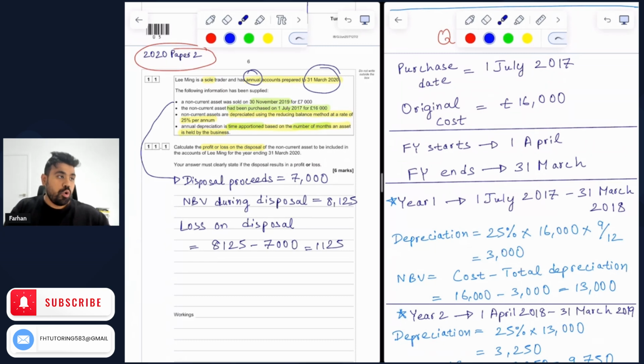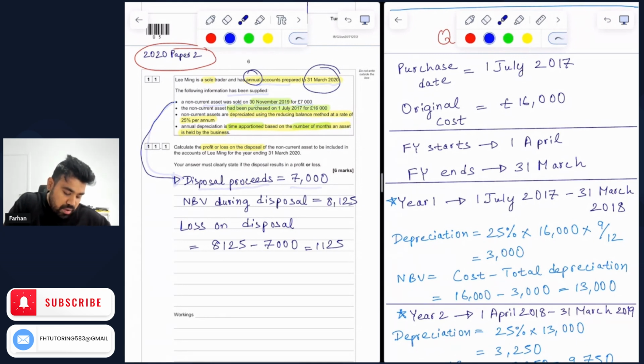Li Ming is a sole trader and has annual accounts prepared to 31 March 2020. The following information has been supplied. A non-current asset was sold on 30 November 2019 for £7,000. This £7,000 is what we refer to as the disposal proceeds.